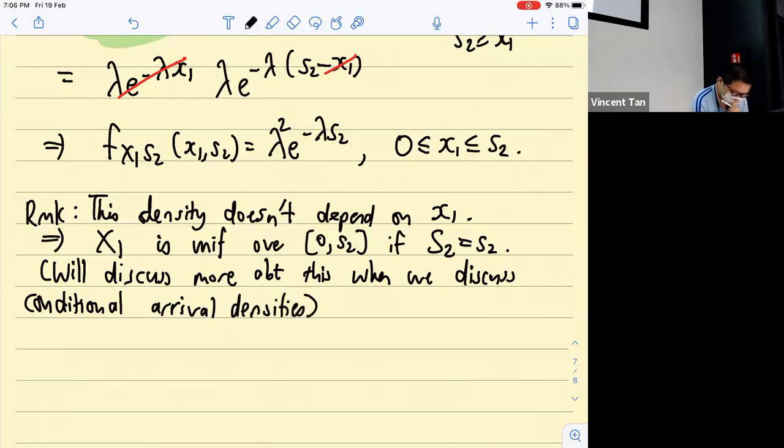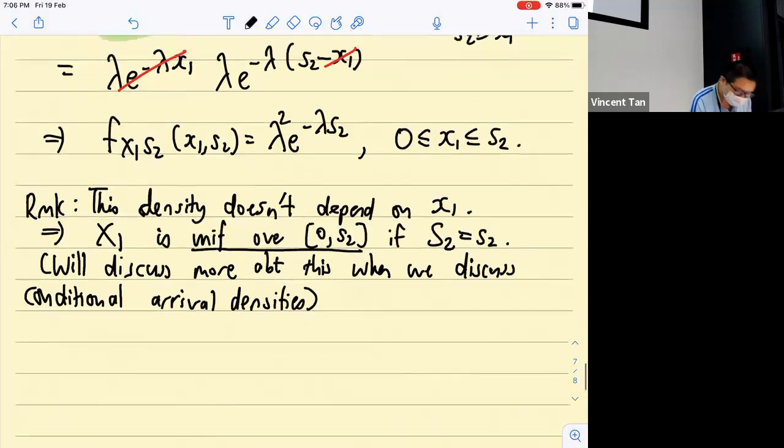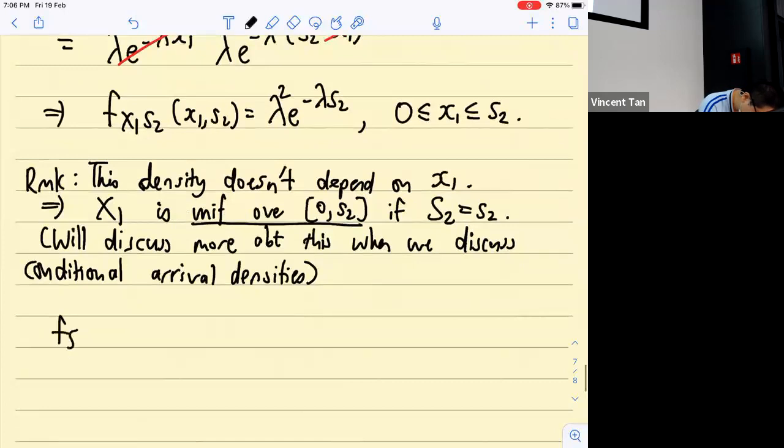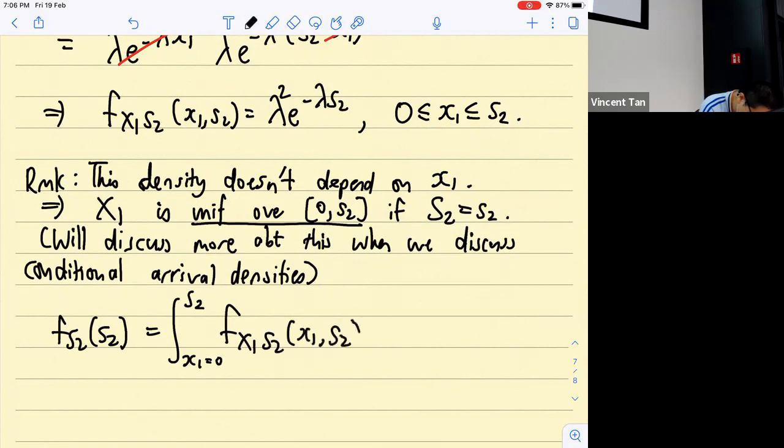Okay, but we'll talk about this next time. The point is that it's uniform over this interval. All right. But remember, we are not done. We want the distribution of S2. But now we are almost done. Because f of S2 is equal to the integral over x1 running from 0 to S2, because x1 can range from this. f of x1, S2, d of x1.